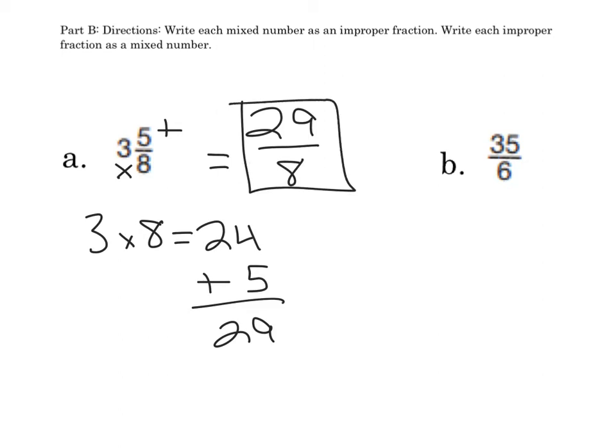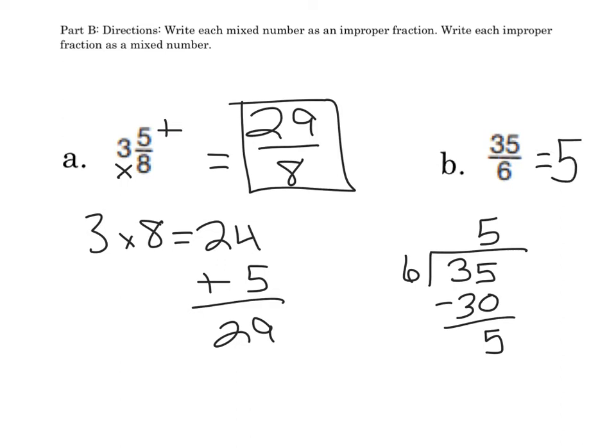Next, we are making an improper fraction a mixed number. So you're going to do the opposite. We multiplied in the mixed number, so we're going to divide. So we have to think, how many times will 6 go into 35? It'll go in there 5 times. That gives me 30. We have 5 left over. So this will be a whole 5 with 5/6 left over.